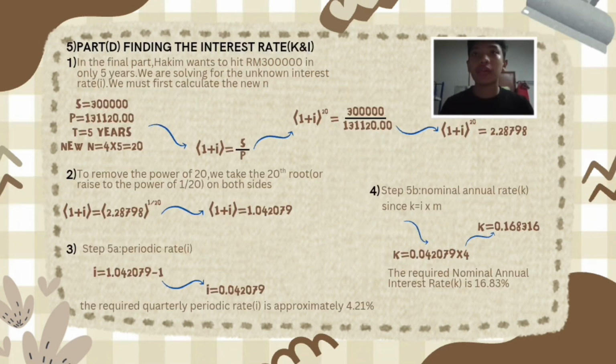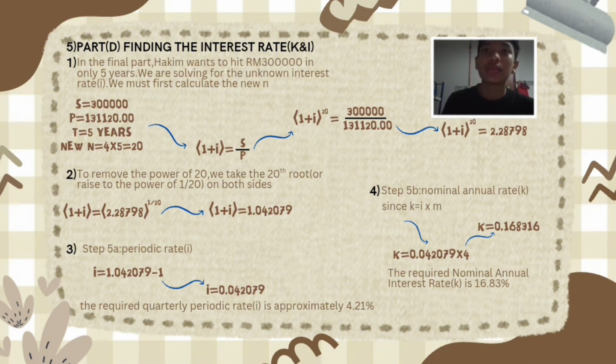For part D, the final part, Hakim wants to hit 300,000 in only 5 years. We are solving for the unknown interest rate, i. We must first calculate the new n. S is equal to 300,000, P is equal to 131,120, and T is 5 years. So the new n is 4 times 5 equals 20 periods.